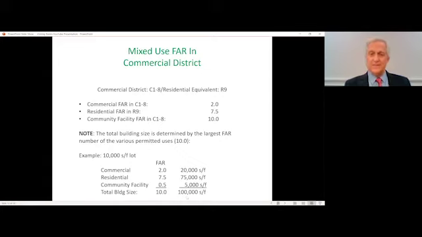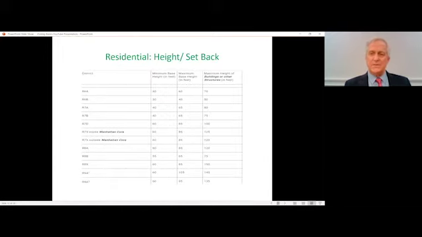Hope that's clear. So in a mixed-use district, you get the 3 different FAR numbers. You pick the highest one, that's your total building size, and you fit the other ones within that building size to come up with a mixed-use building. So now that we know our use groups, and now that we know our floor area and total building size, let's look at another important consideration, which is the height of the building, as I mentioned before.